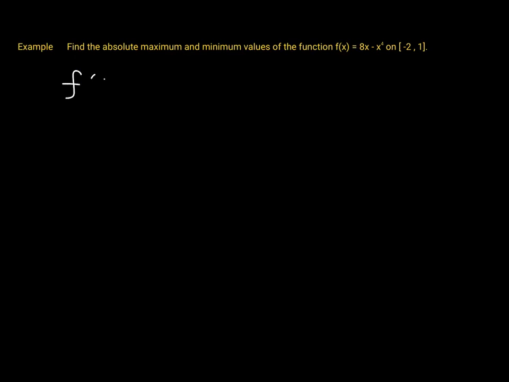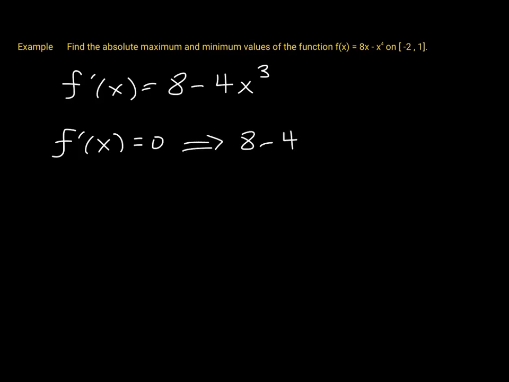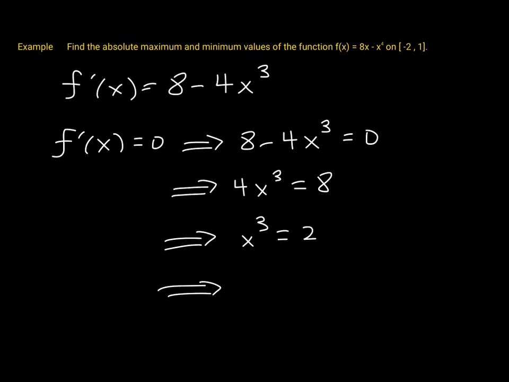All right, so here we go. F prime of x, the derivative function, is equal to 8 minus 4x cubed. Now, remember, this function is a polynomial function, so it is differentiable over its entire domain. So therefore, like the previous example, the only critical points will occur when the derivative function is equal to 0. That is to say, when 8 minus 4x cubed is equal to 0, which implies that 4x cubed is equal to 8, which implies that x cubed is equal to 2, which implies x is equal to the cube root of 2. This is our one and only critical number.